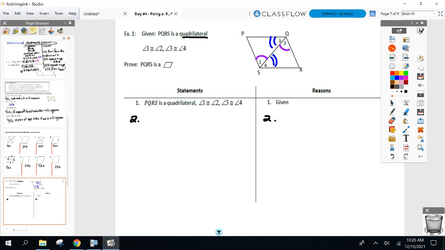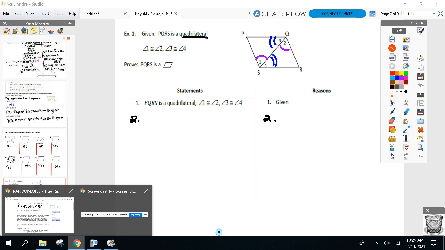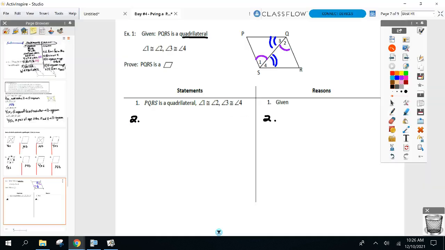All right, 1 is congruent to 2, 3 is congruent to 4. Do we see anything that we should know is happening right now? We've done this a couple times today, right? If those angles are congruent, that should tell you what? If those angles are congruent, QR and PS are parallel, along with PQ and SR. There you go. Both pairs of opposite sides are parallel. Isn't that what it means? So I need to write that. PS parallel to QR and PQ parallel to SR.